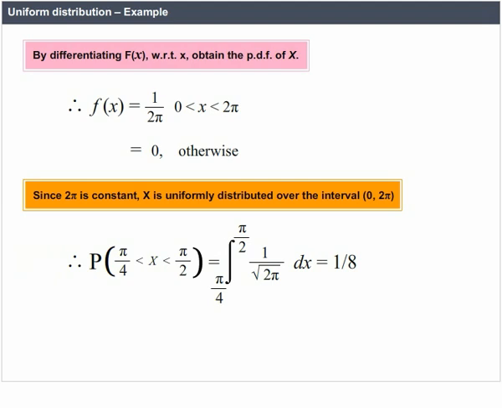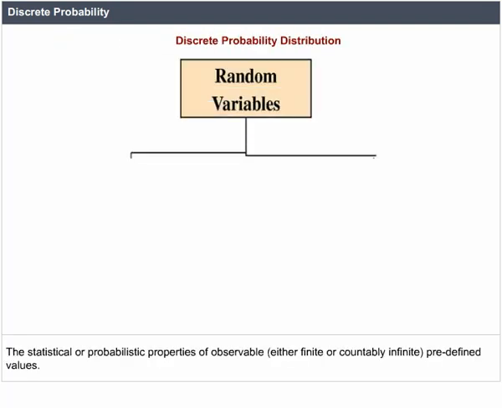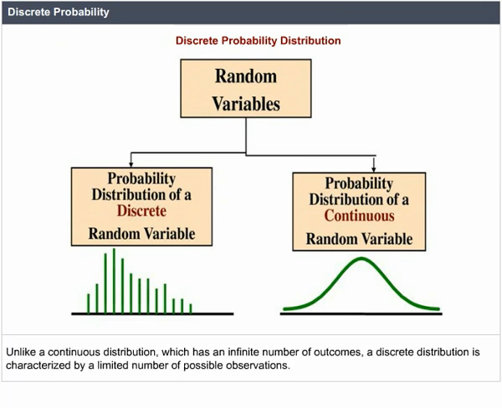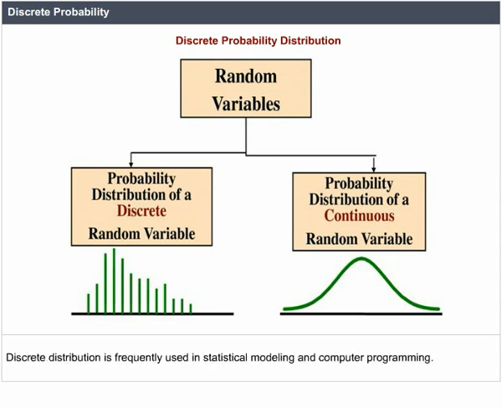Discrete probability. The statistical or probabilistic properties of observable, either finite or countably infinite, predefined values. Unlike a continuous distribution, which has an infinite number of outcomes, a discrete distribution is characterized by a limited number of possible observations. A discrete distribution is frequently used in statistical modeling and computer programming, and is also known as a discrete probability distribution. Binomial distribution. Introduction to binomial distribution.